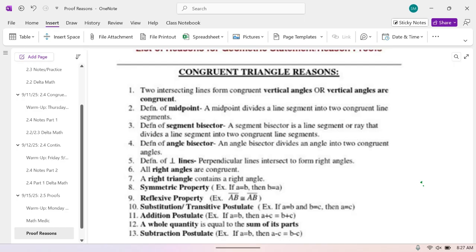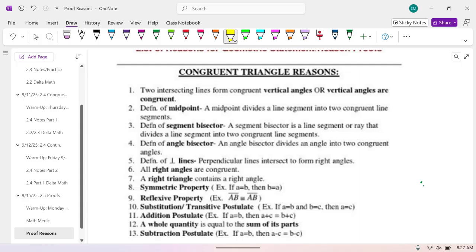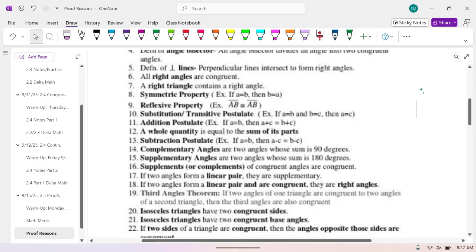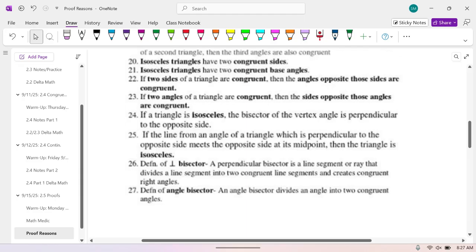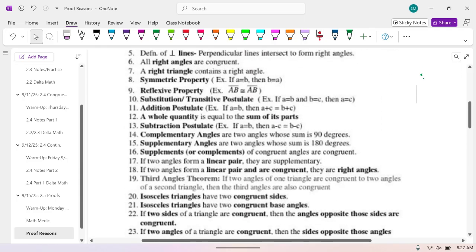On that green sheet of paper, there's a list of just different types of reasons that you will see. These are what you would use to help you justify a statement that you make. So I would read through these on your own because we're going to also write down some on our own. This is just some that you may see.